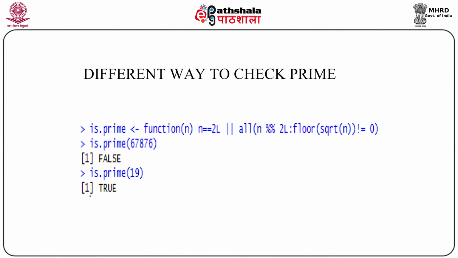Here we have another way of checking a prime number. Again, the is.prime function is defined to be a function of n. In this case, if n equals 2 or the remainder is not equal to 0 when we divide n by the numbers 2 to the floor of the square root of n, then the number will be considered to be prime. Like here, the function gives us 67876 to be not prime and 19 to be prime.